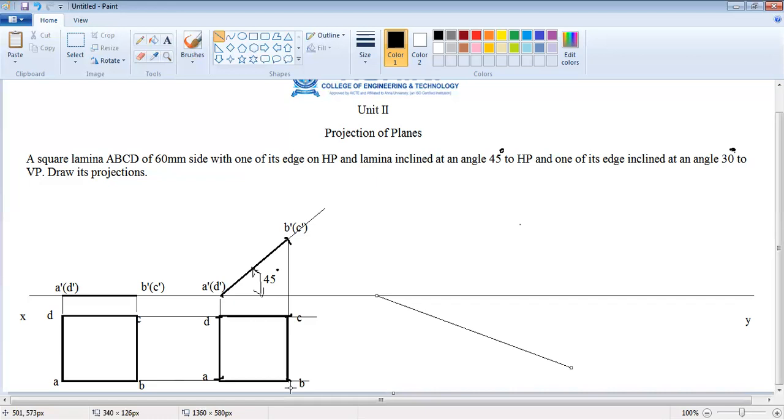So the nearer edge is BC. They have given us any one edge, so I take this nearer edge BC. If they said the resting edge is inclined, we should take this AD line. Here they have given us one of its edges, so we will take any one edge. I will take the nearer edge BC to mark the points.